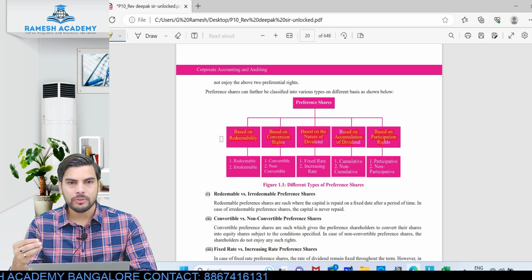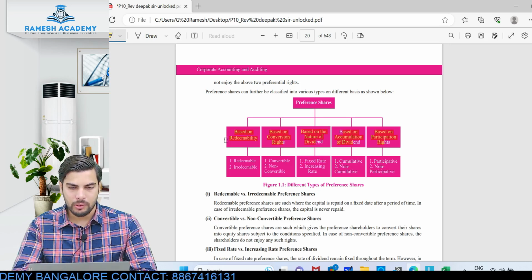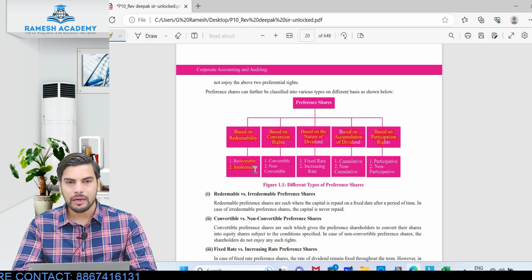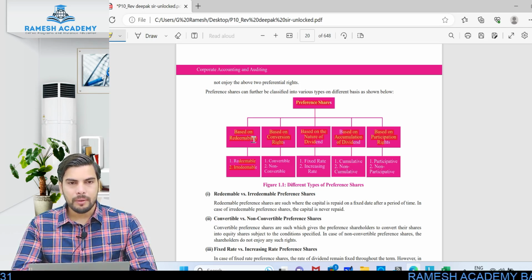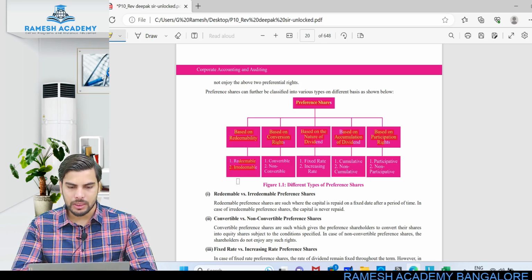Okay, so redemption is nothing but repayment. Based on redeemability or redemption, preference shares are classified as redeemable preference shares and irredeemable preference shares. Remember, we are talking about different types of preference shares. You can call them redeemable and non-redeemable.